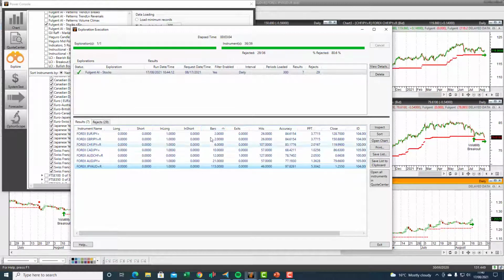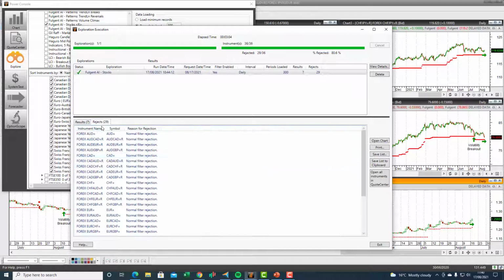Sorted by bars, it tells you how old the trade is. GBP/JPY is 2 days into the trade. Swiss franc yen, 6 days into the trade. CAD yen, 10 days into the trade. AUD Swiss franc, 12 days into the trade. AUD yen, 21 days into the trade, and yen AUD, 115 days into a trade.